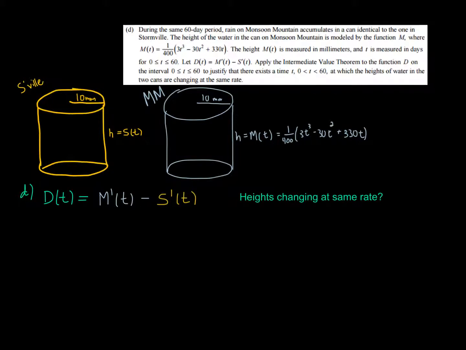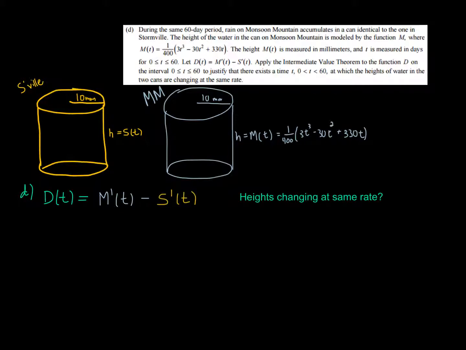So a lot that we need to sort of pick away at. The first thing is that we can just create a replica of the Stormville can, and we can label the appropriate dimensions, the radius, 10 millimeters, and the height, which is equal to the function m of t, so it depends on time, and that gives you the actual height. And the question gives you this function, d of t, which is equal to m prime minus s prime, and it asks to apply the intermediate value theorem to figure out when the heights are changing at the same rate.